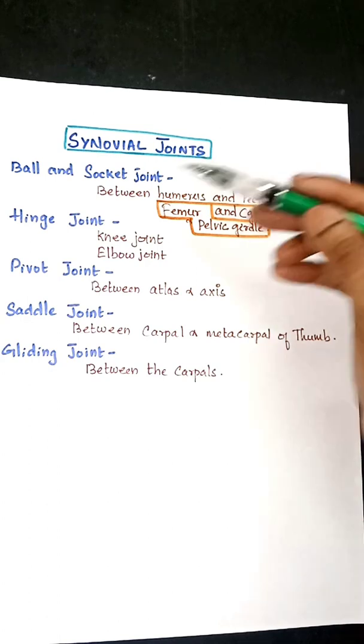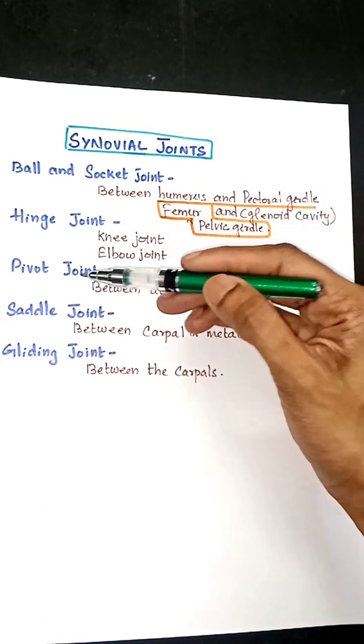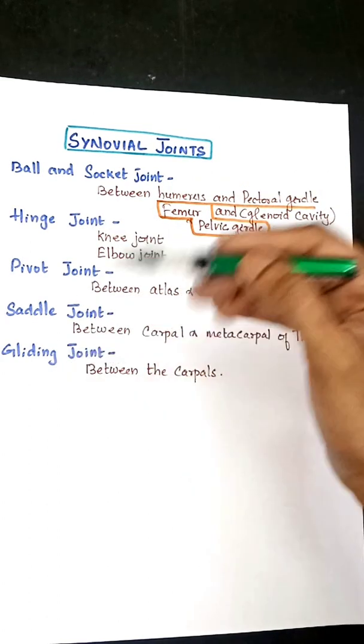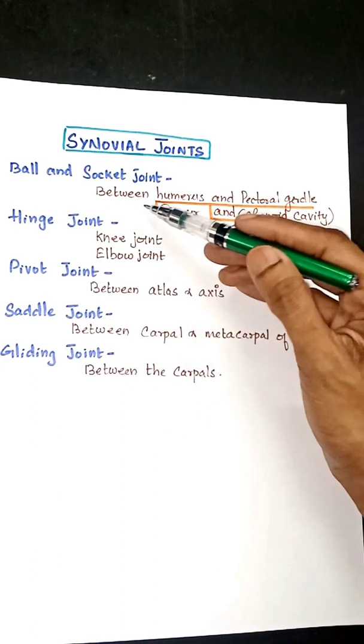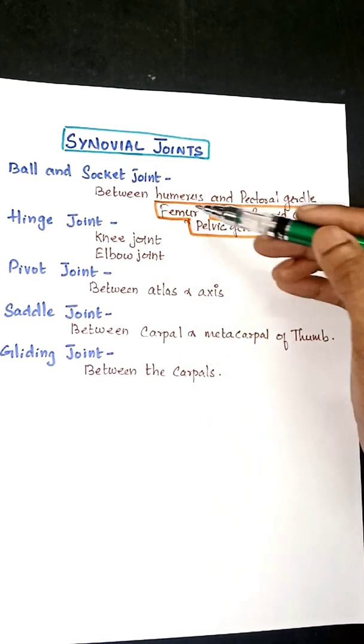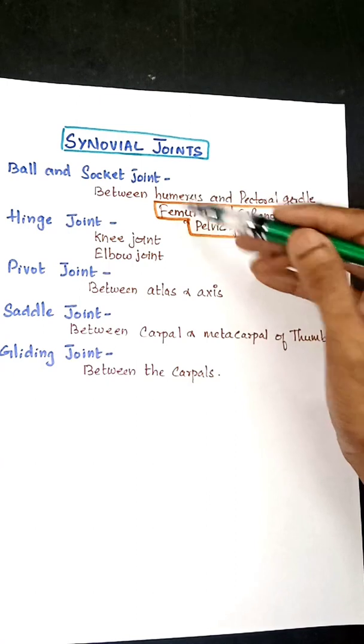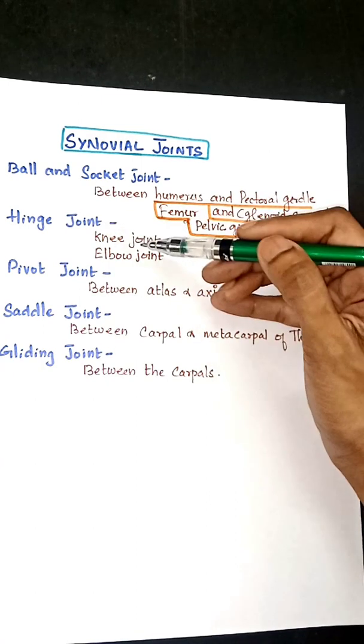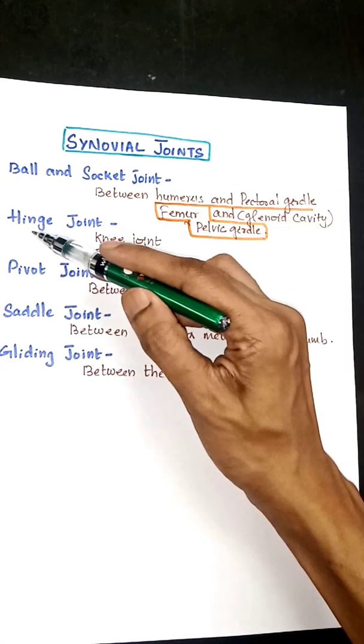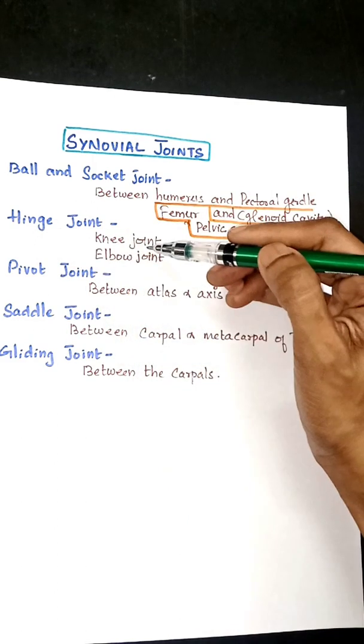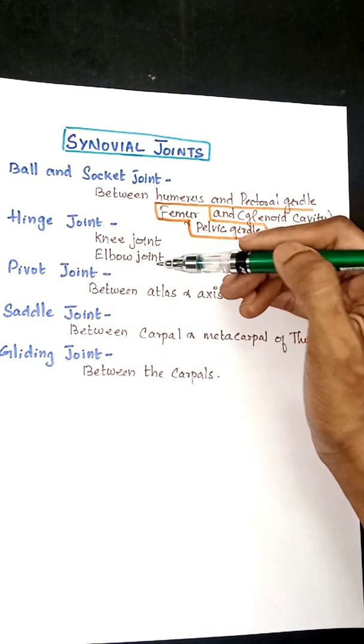Under synovial joints you have ball and socket, hinge, pivot, saddle and gliding joints. Ball and socket joint is present between the humerus and pectoral girdle, and femur and pelvic girdle, that is hands and legs. Hinge joints are the knee joint and elbow joint. You have hinges at the corners of doors. Same thing happens near the knee joint and elbow joint.